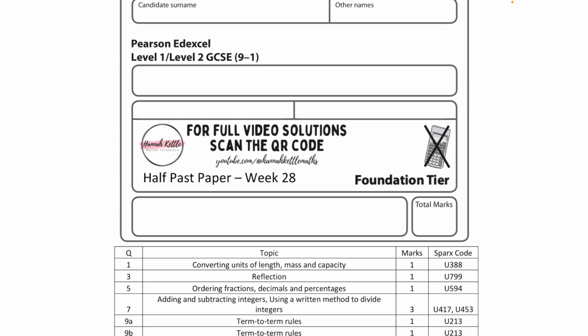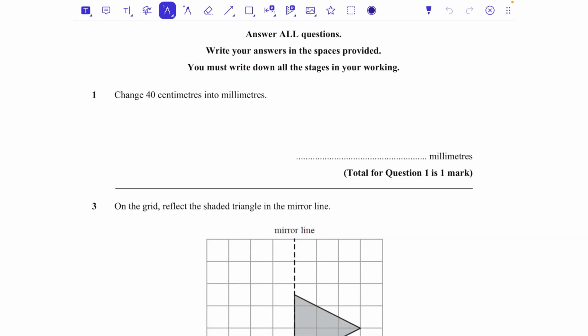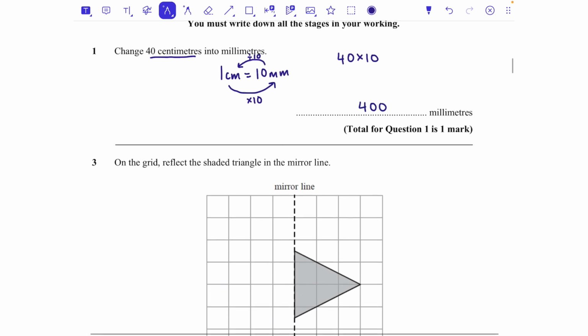Let's get into it. Question number 1, change 40 centimetres into millimetres. So we know that 1 centimetre is 10 millimetres. And so if you're going from centimetres to millimetres, you would be multiplying by 10. And if you're going from millimetres back to centimetres, you'd be dividing by 10. Here we've got centimetres and we're going into millimetres. So we're going to be multiplying by 10. 40 multiplied by 10 is 400. So 400 would be your answer there.